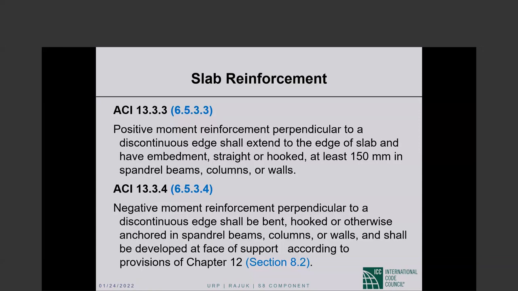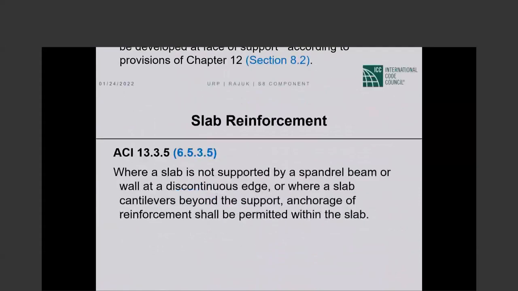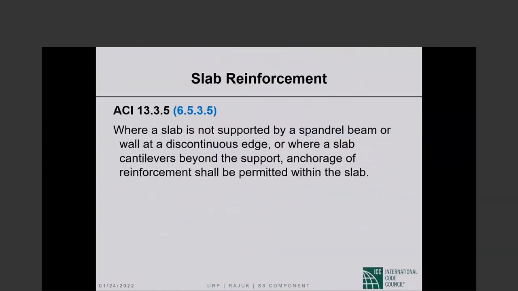So this is anchorage of positive reinforcement at the discontinuous edge. Negative moment reinforcement perpendicular to a discontinuous edge shall be bent, hooked, or otherwise anchored in spandrel beams, columns, or walls, and shall be developed at face of support according to the relevant section. Okay, this is anchorage. Again, I will read it; I think it is understandable upon reading. If not, you have to think about it or find pictures to look at.